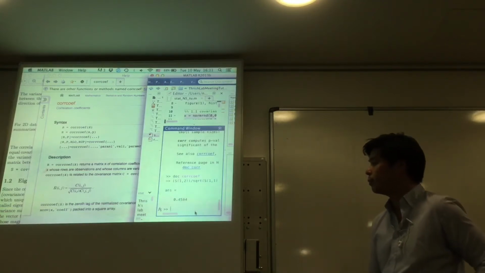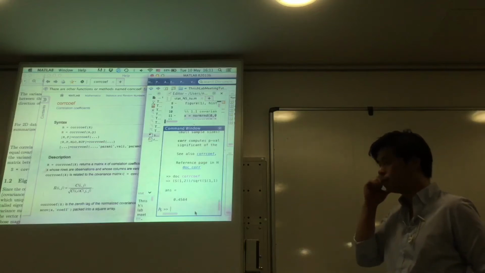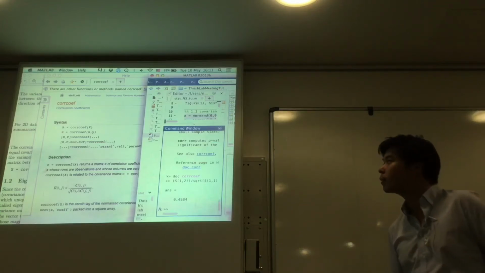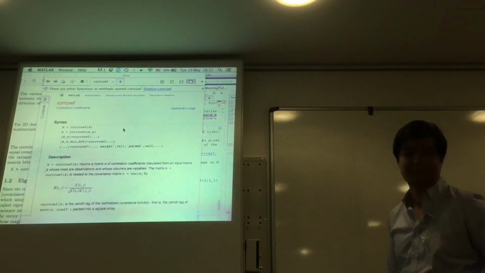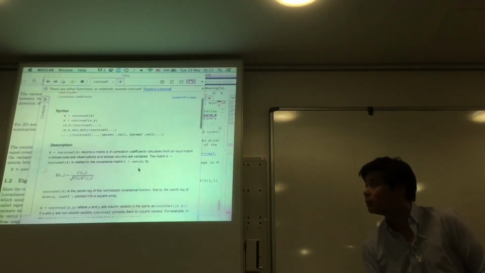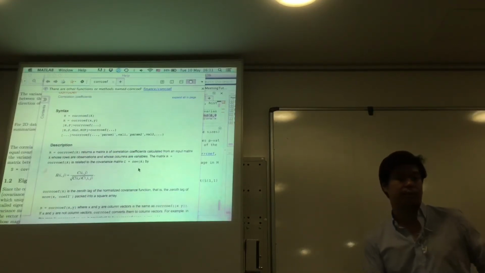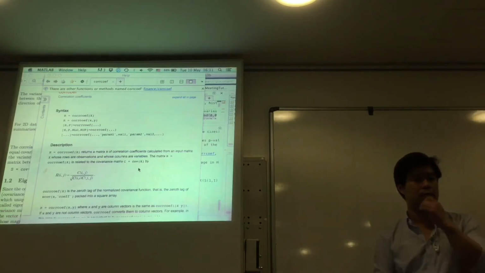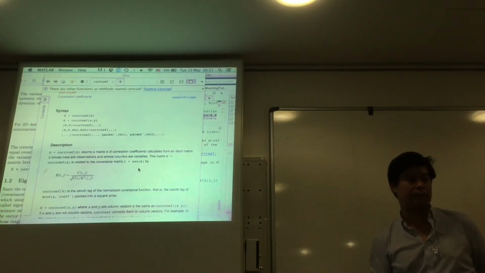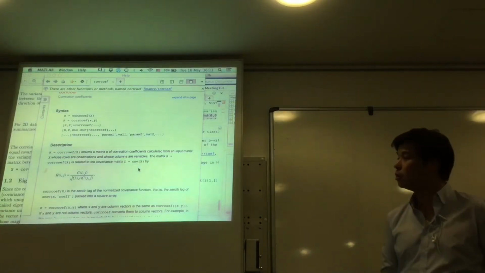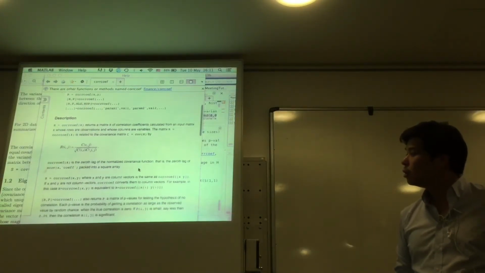Yeah, it's 0.45. Correlation coefficient, if it is 1, it is on a line. If it is 0, it is a kind of a patch. The correlation coefficient is a measure of how linearly correlated these things are. It's called the Pearson's moment correlation coefficient. Is that right?